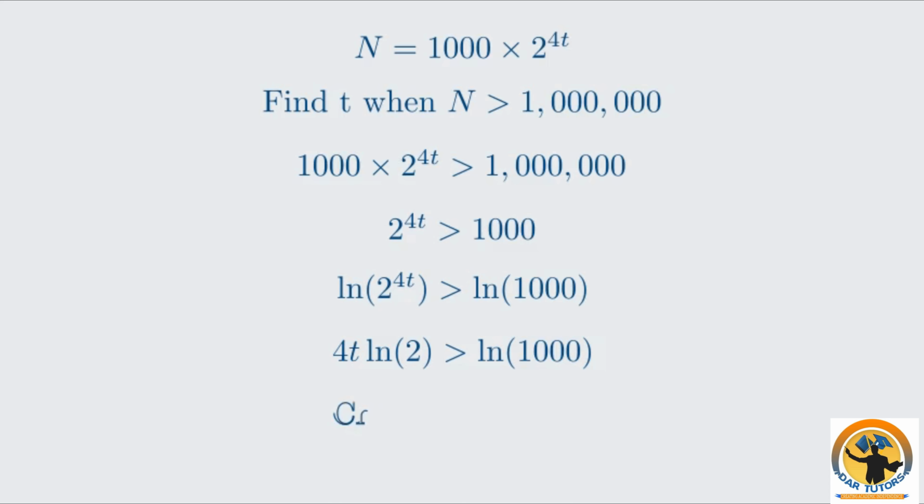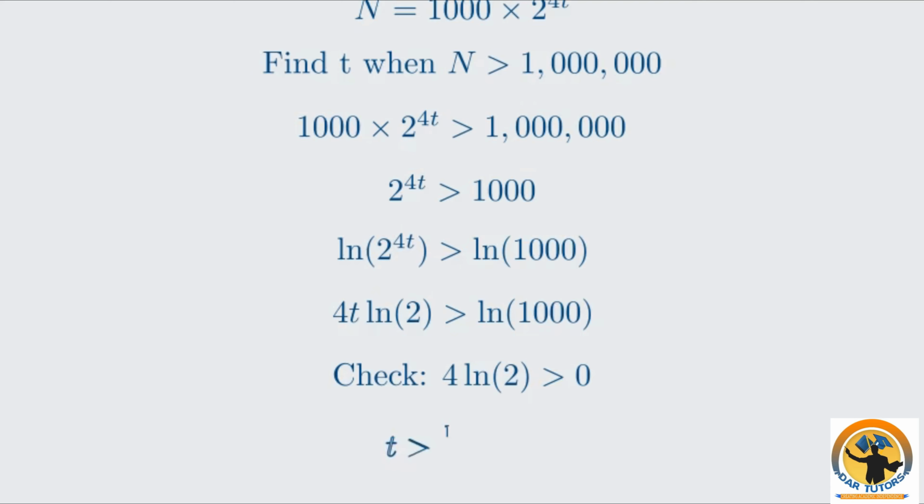We must check if the term we are dividing by, 4 times ln of 2, is positive or negative. Since 2 is greater than 1, ln of 2 is positive. Therefore, 4 times ln of 2 is also positive. Because we are dividing by a positive number, the direction of the inequality sign does not change. So t is greater than ln of 1000 divided by 4 times ln of 2.